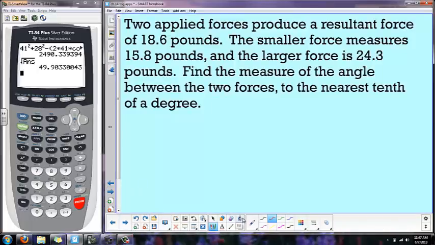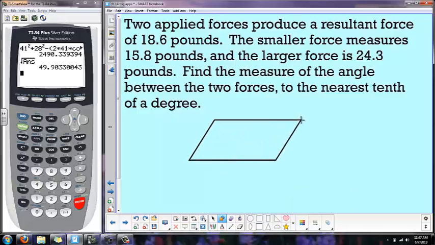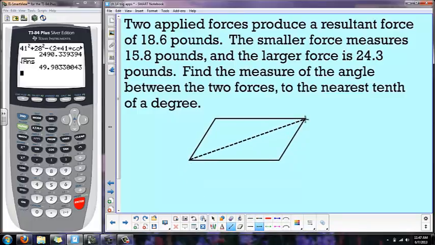Okay, so two applied forces produce a resultant force of 18.6 pounds. I'm going to draw a parallelogram really quick.